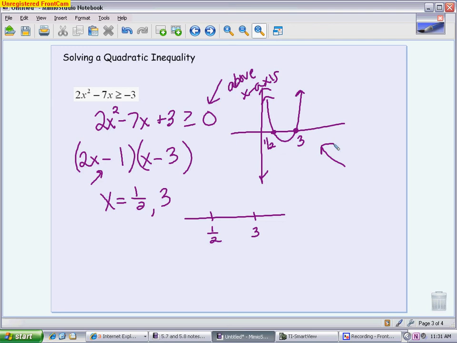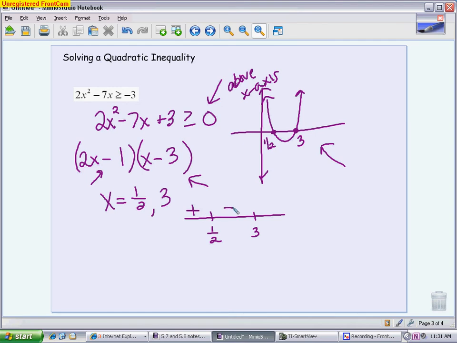Algebraically, we can pick x values. If we pick any x value that's less than 1/2, pick 0, make it easy on yourself, and put it into this expression, we should get a positive result. That tells me that my y value is positive, meaning that the y's are positive when it's above the x-axis. If I pick any number between 1/2 and 3, like 1 or 2, I should get a negative result.